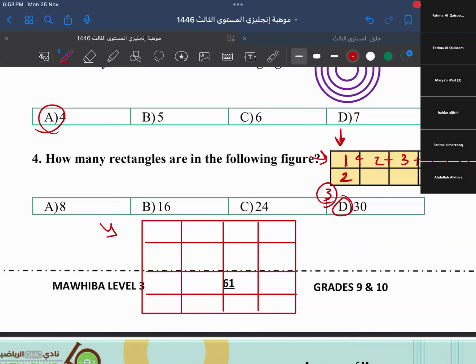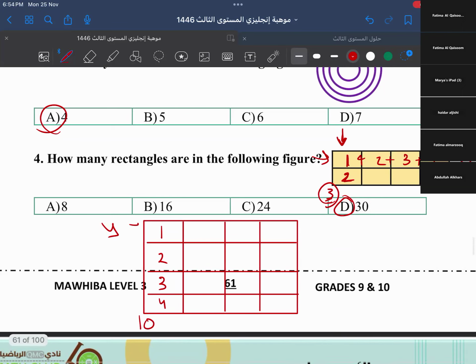First we're gonna count the first column, which is gonna be 4. 1, 2, 3, and 4. And the total will be 10. And then we're gonna see how many rows. 1, 2, 3, and 4. 10. 10, yes. So 100. So 100, ممتاز. 10 times 10 equals 100.